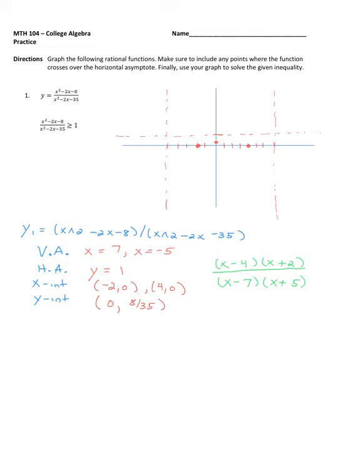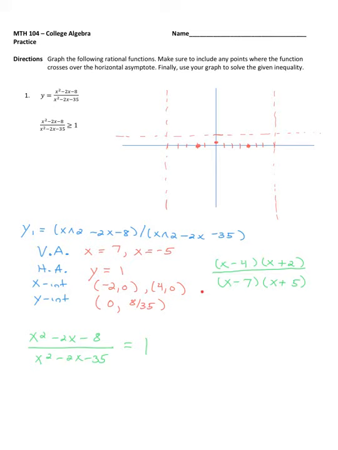Although I want to look at one other thing. Is it possible that my function might cross the horizontal asymptote? I want to solve this equation. If I do, I'm asking, does my graph ever equal 1? Like maybe over here the graph comes down, crosses, and then comes back up. Or maybe that happens over here. It actually equals 1 at some point before it comes back up.